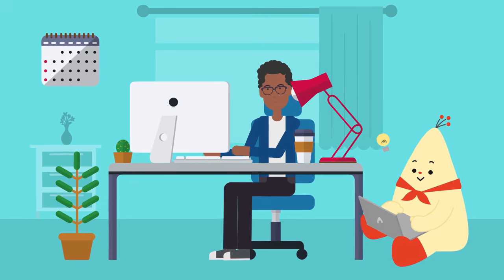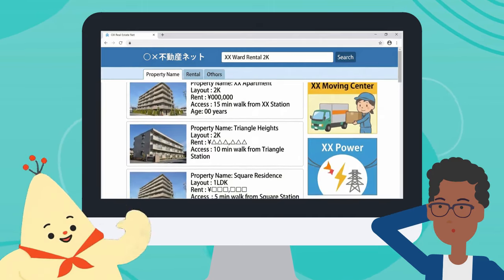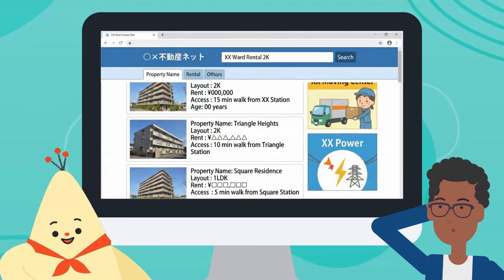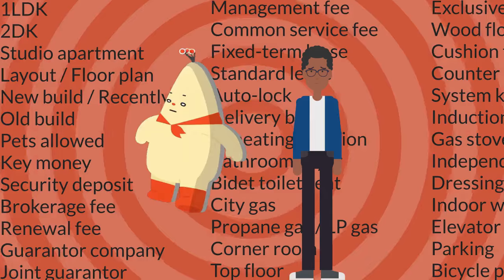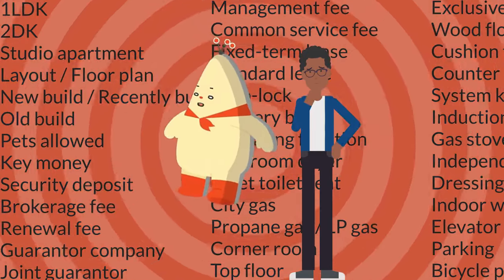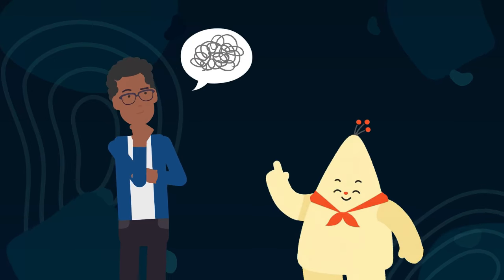When you start looking for a place to live in Japan, the very first thing you'll come across is the real estate listing, or what we call the property advertisement. But Japanese real estate ads can be tricky. The vocabulary is difficult, the expressions are very unique, and you may find yourself wondering, what does this actually mean?